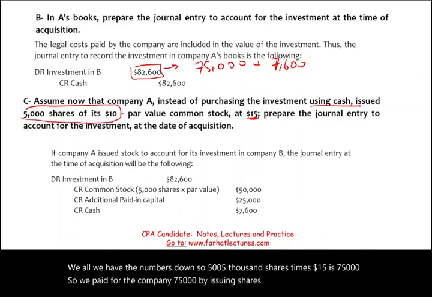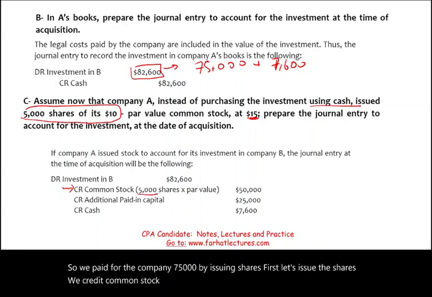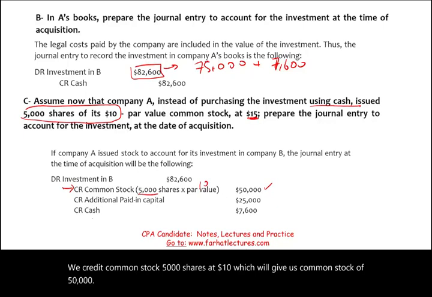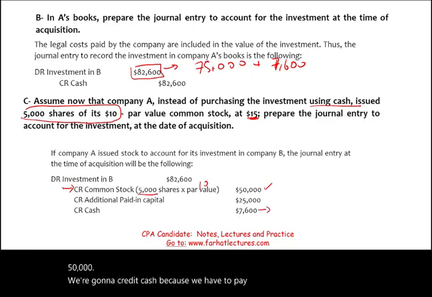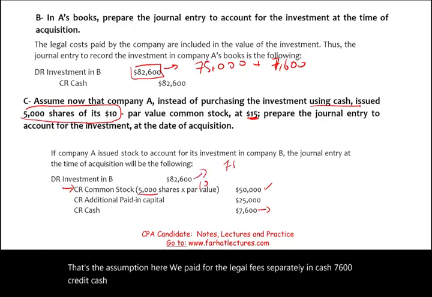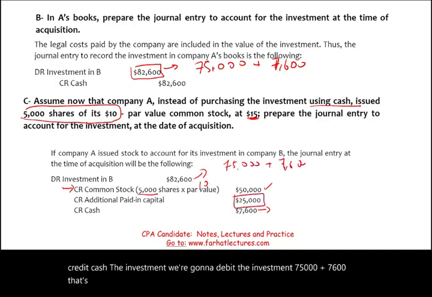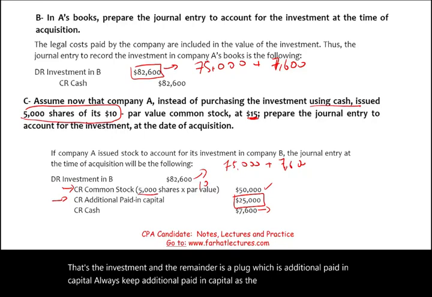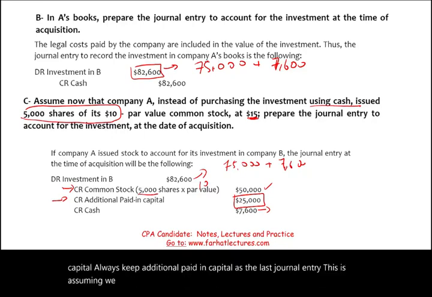Well, first let's issue the shares. We credit common stock 5,000 shares at $10, which will give us common stock of $50,000. We're going to credit cash because we have to pay for the legal fees separately. That's the assumption here. We paid for the legal fees separately in cash, $7,600 credit cash. The investment, we're going to debit the investment, $75,000 plus $7,600. And the remainder is a plug, which is additional paid in capital. Always keep additional paid in capital as the last journal entry. This is assuming we issued stock to buy Company B.